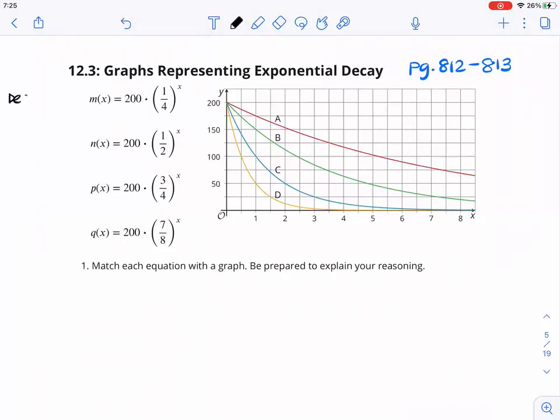So this is actually decaying by 3/4. Let's make it so you can see that 3 better. All right, so n of x equals 200 times 1/2 to the x. So if 1/2 is remaining, it's going to decay by 1/2. P of x, if 3/4 is remaining, that means that it's decaying by 1/4. And then Q of x, 200 times 7/8 to the x power, 7/8 is remaining. So it's going to decay by 1/8.